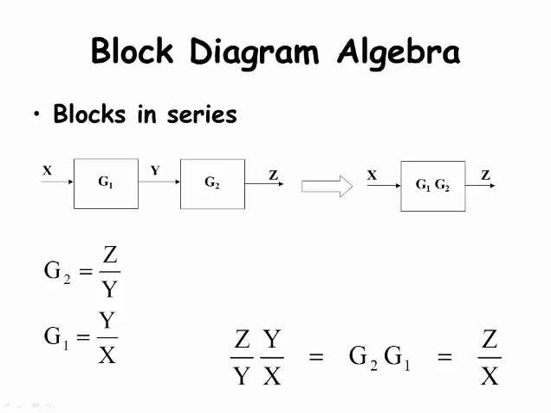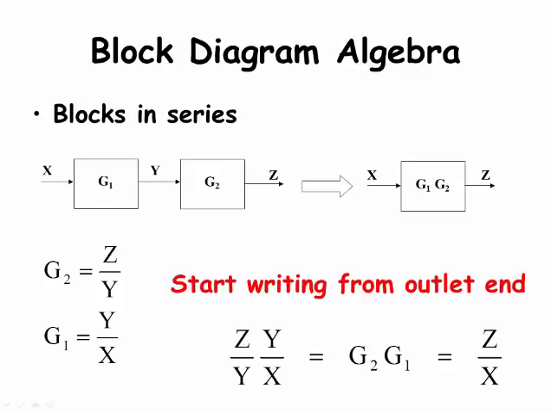The rest of the slide shows the process for combining transfer functions in series as we did in Section 11 of the course packet. We write G2 is equal to Z over Y and G1 is equal to Y over X. When we multiply them together and simplify, G2 times G1 is equal to Z over X. As we simplify block diagrams, it is easier if you start with a transfer function from the outlet end. Notice that I wrote G2 first. Starting with the transfer function at the outlet end will usually make writing the block diagram algebra terms easier.